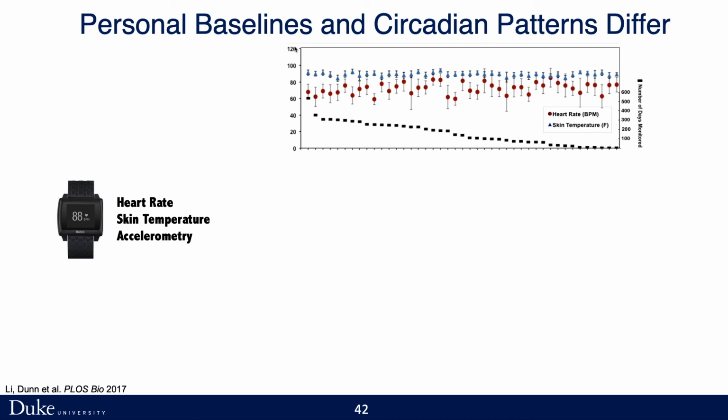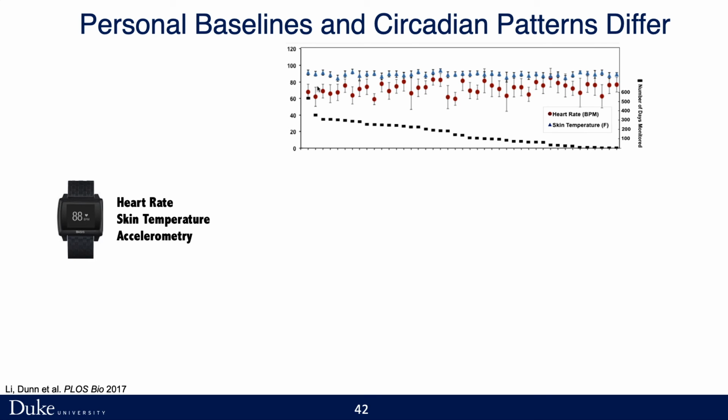And what we can see here on the x-axis, each of these ticks is a different person in the study, and looking at the blue triangles, these are average measurements of skin temperature, and the red circles are average heart rate, and then the black is the number of days monitored. And so what's pretty interesting at first glance about this data is that we can see that skin temperature has a pretty tight range.